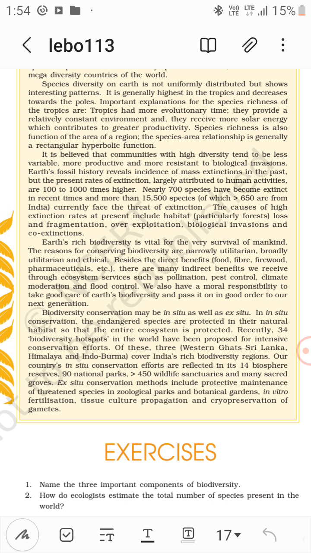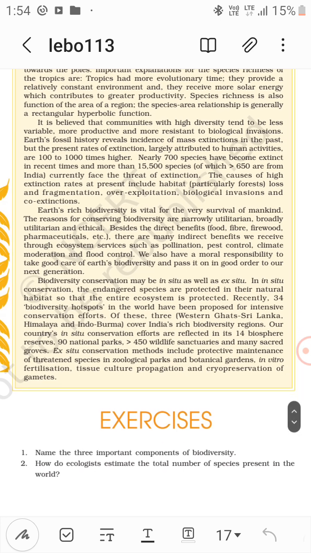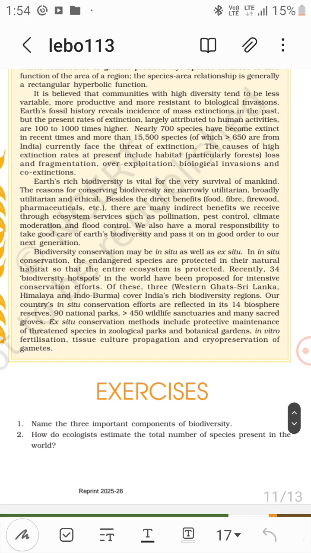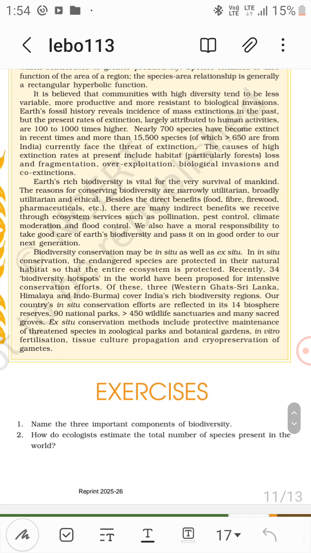This comes under ethical biodiversity. We also have a moral responsibility to take good care of Earth's biodiversity and pass it on in good order to our next generation. Now, biodiversity conservation may be in situ as well as ex situ.